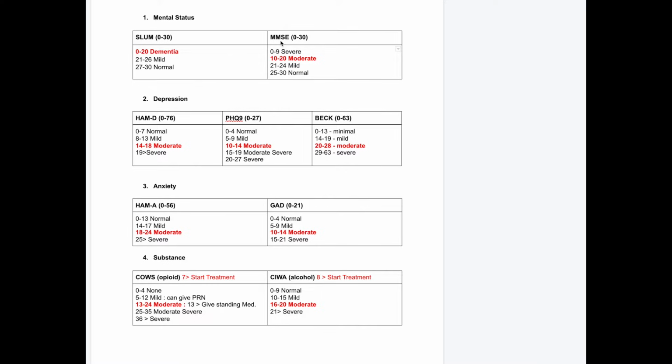Then you have the second scale under mental status assessment, the MMSE, which also ranges from 0 to 30, with 30 being the highest score and 0 being the least. On this, 0 to 9 is considered severe, 10 to 20 is moderate, 21 to 24 is mild, and 25 to 30 is considered normal. I want you to remember that the lower the score, the more severe it is, and the higher the score, it's pretty normal.